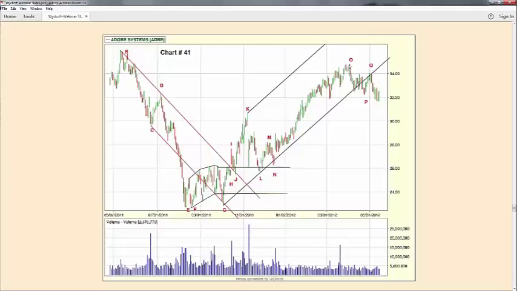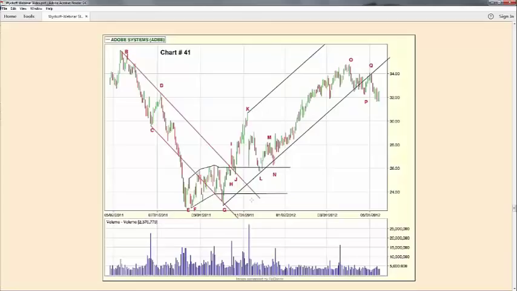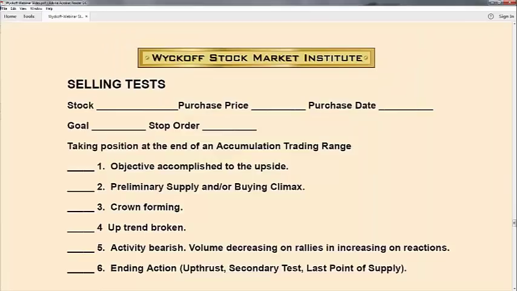I'm not going to throw Adobe away. I'm going to watch again, and I might look to take a position somewhere in here as it began to develop. But I'm not going to sit there and wait all this time, which is almost a year, for Adobe to move sideways. And then I will take another count and I will go. That's why I wanted to show you this, and that's why I would close the trade out at point capital O when I made the objective.